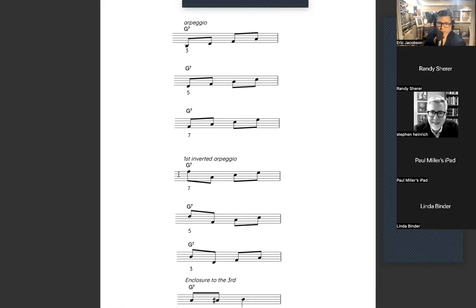Okay, going on to the 5th. Instead of going up like this, I take that first note up an octave. All right, how about I start on the 6th of G7 and I go right away into the 5th and invert. How about I start on the 1 and go to the 5th?